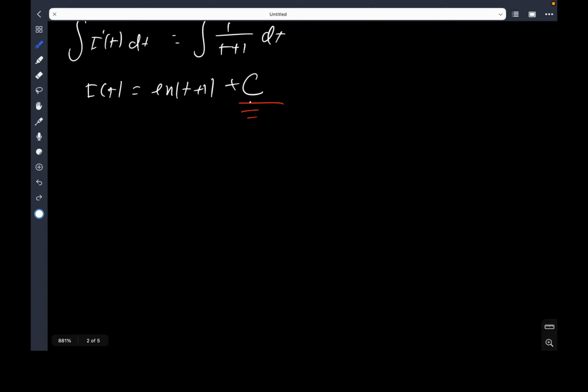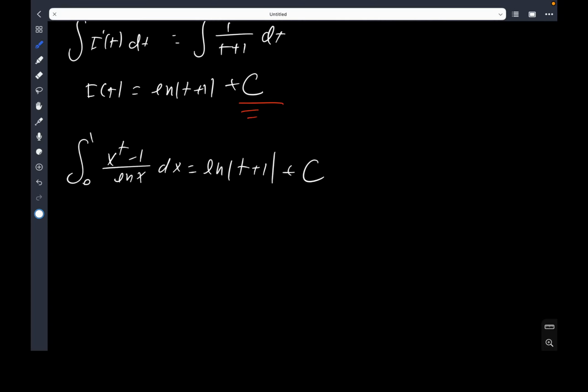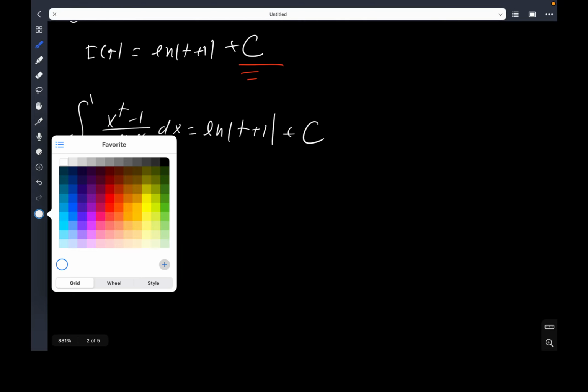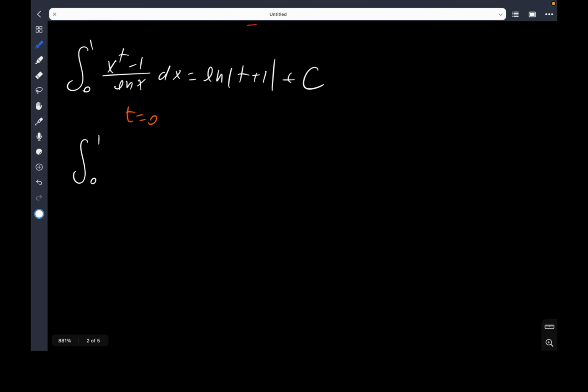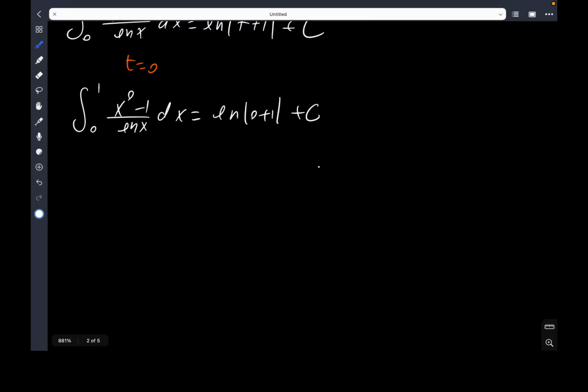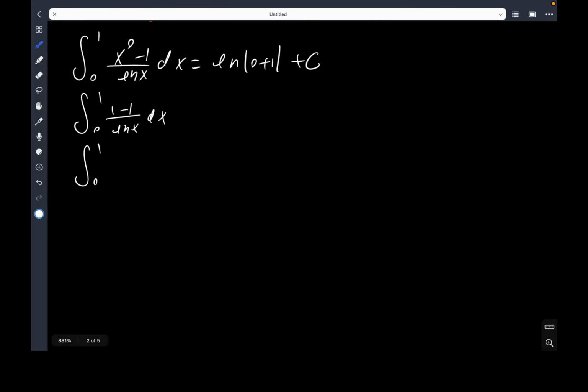I'm going to write my integral here again, from 0 to 1 of x to the t minus 1 over ln x dx equals natural log of t plus 1 plus c. Now, to find the constant of integration, I want to see what happens if my t is exactly equal to 0. So my whole thing is going to be the integral from 0 to 1 of x to the 0 minus 1 over ln x dx equal to ln of 0 plus 1 plus c. This thing right here is going to be 0 to 1 of 1 minus 1 over ln x dx.